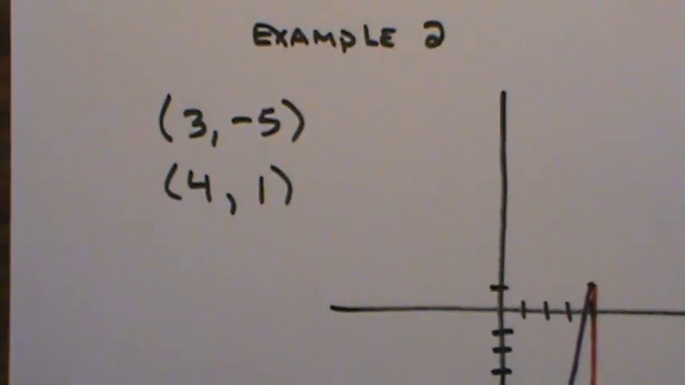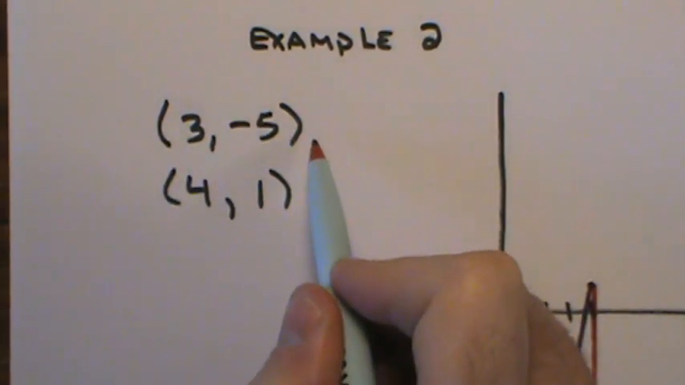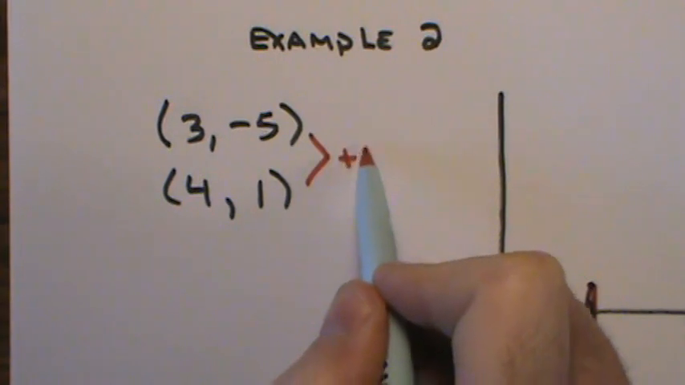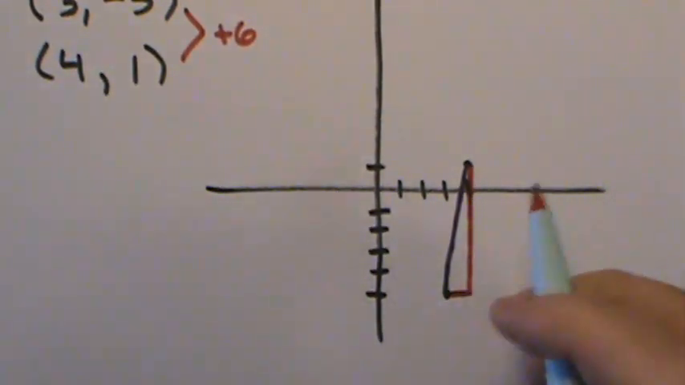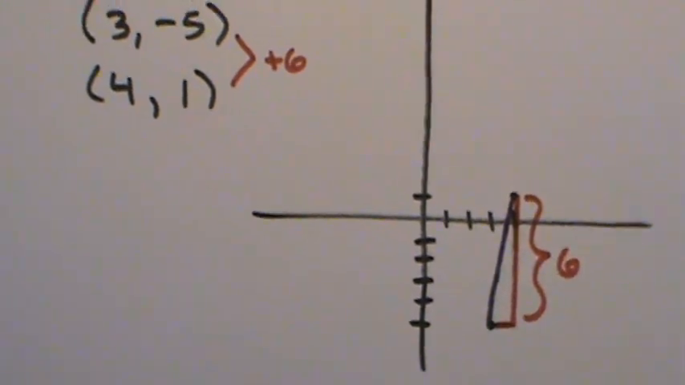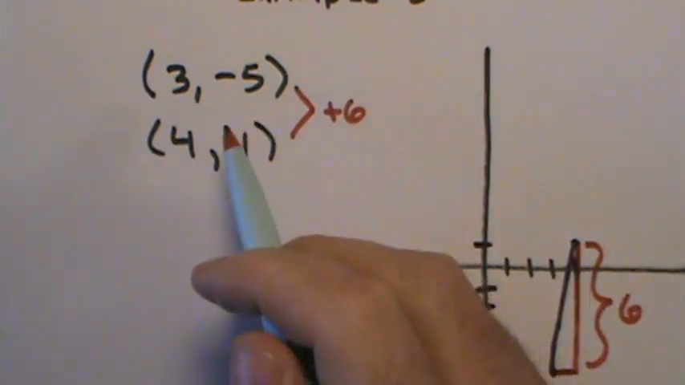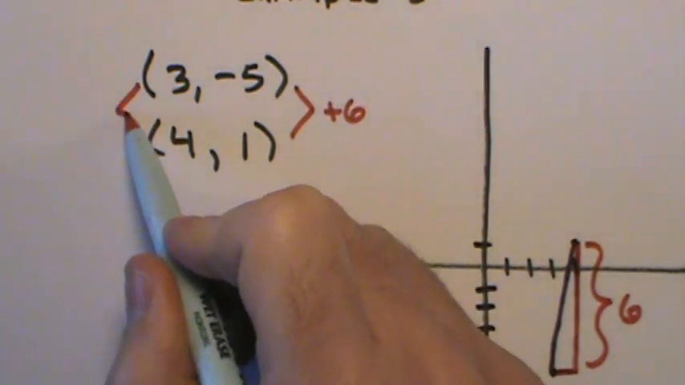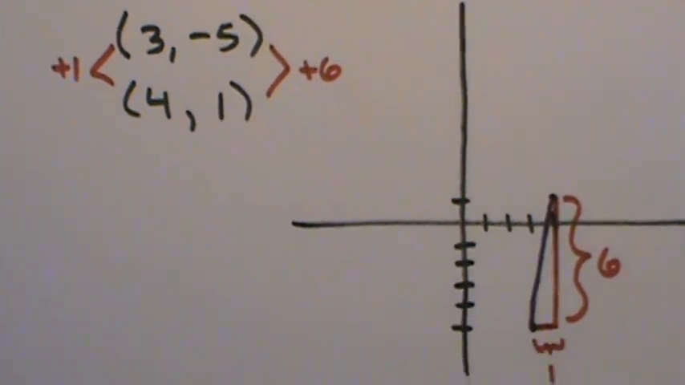So when I stack my points, I figure out to go from -5 to 1, I've added 6, which means that this leg here, the delta y, is 6. Changing the y values, I've moved 6 units. To go from 3 to 4, I've added 1, so that means that this delta is 1.